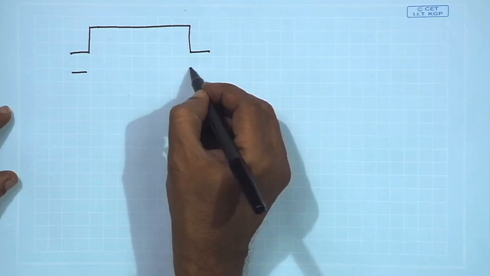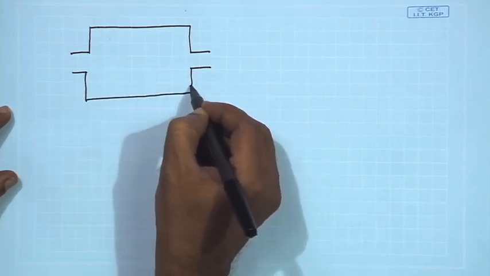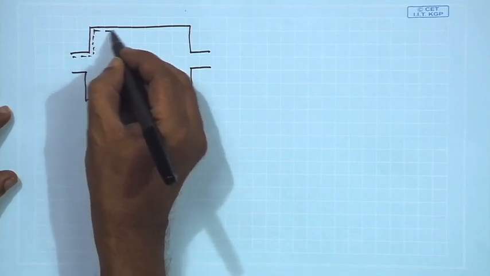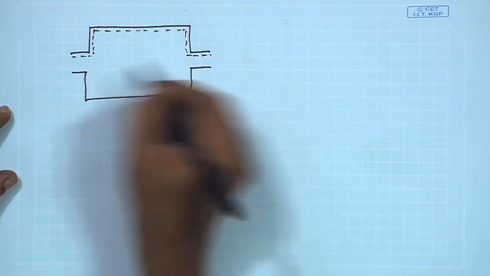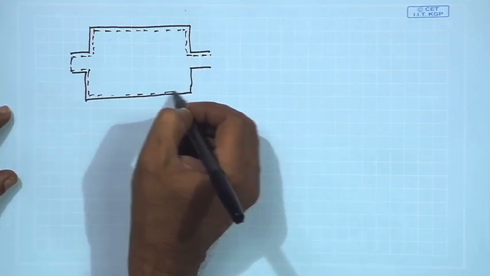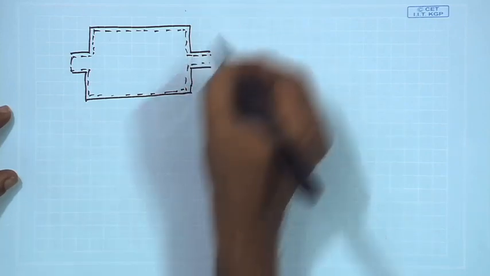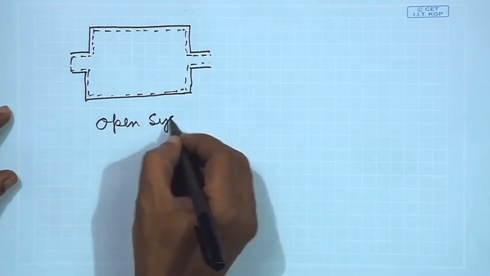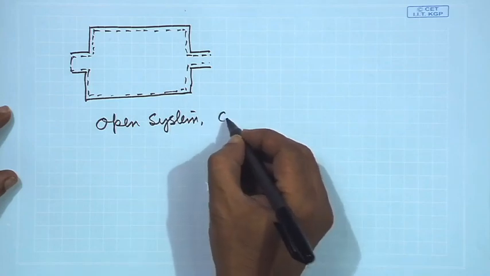But you see, many of the engineering systems will not be a closed system as I have demonstrated. Many of the engineering systems will be such that they will have some mass flow into them and some mass flow out of them. Let us say schematically I am denoting the physical entity like this. This dotted line which I am drawing is known as the system boundary, and what I have drawn is known as an open system, or sometimes it is also called a control volume.